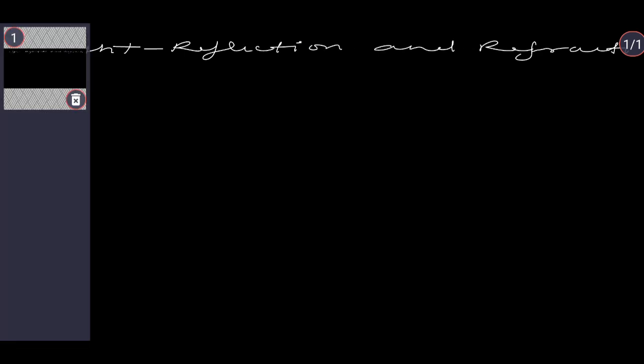Today we discuss light. In this chapter, we discuss light's phenomena, that is reflection and refraction. So, firstly, we discuss the types of objects according to the sources of light.